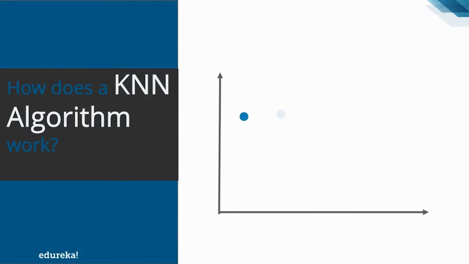So how does a KNN algorithm work? Let's start by plotting these blue and orange points on our graph. So these blue points belong to class A, and the orange ones belong to class B. Now you get a star as a new point, and your task is to predict whether this new point belongs to class A or class B.